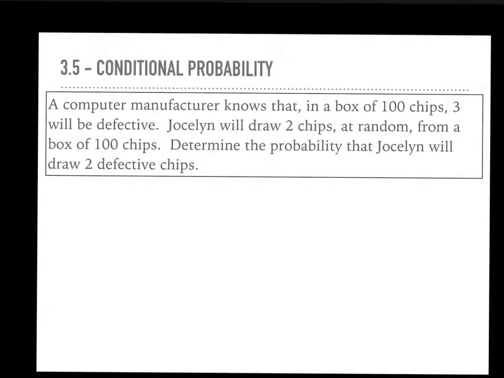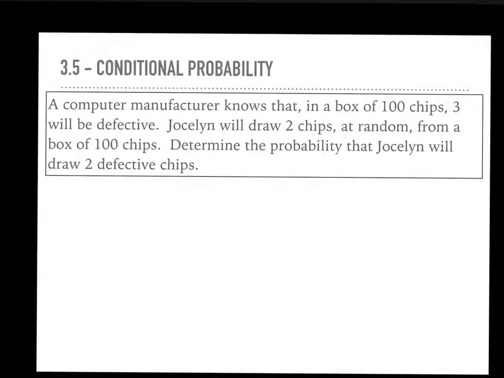So here, the first question is one that basically we've seen already. It's not a new type of question. A computer manufacturer knows that in a box of 100 chips, 3 will be defective. Jocelyn draws 2 chips at random from a box of 100 chips. Determine the probability that she'll draw 2 defective chips. So we could have done this question in the counting methods unit, and we could have used counting methods for it. But if you're doing conditional probability, you just look at it as 2 separate events. So you look at her drawing the first chip, and then the second chip.